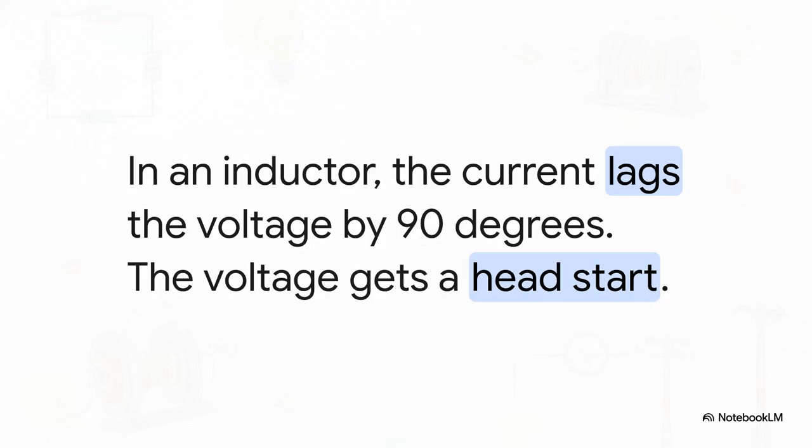Next, we have the inductor. Think of an inductor as being a little stubborn. It's basically a coil of wire, and it builds up a magnetic field that hates change. So when the AC voltage pushes, the current takes a little moment to get going. The end result? The current always lags behind the voltage by a quarter of a cycle, or 90 degrees.